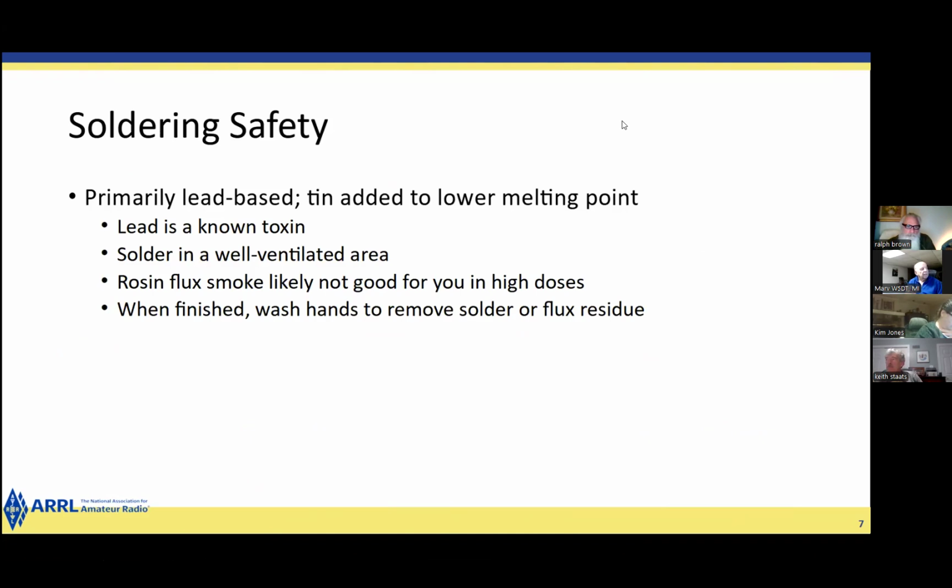Solder is primarily lead-based, with tin added for a lower melting point. But lead is a known toxin, so solder should be used in a well-ventilated area. And rosin flux smoke isn't very good for you, so you gotta watch that you don't expose yourself too much to it, unless you're in a well-ventilated area.